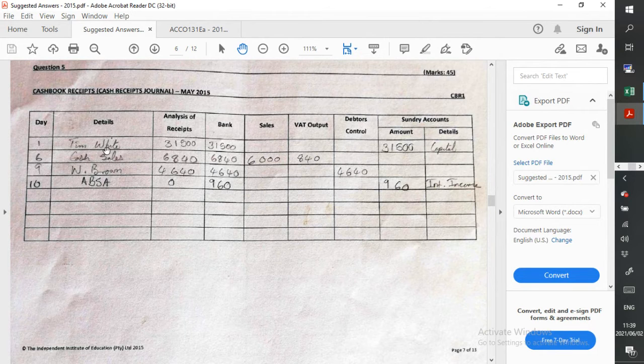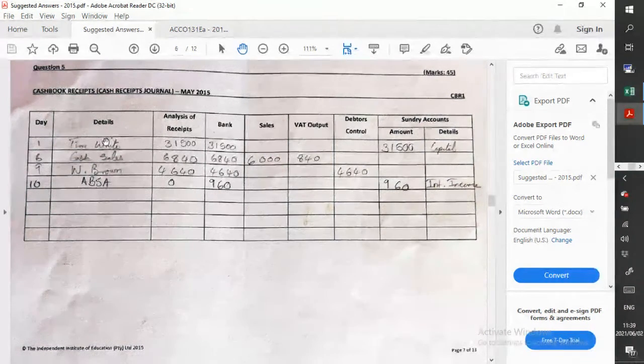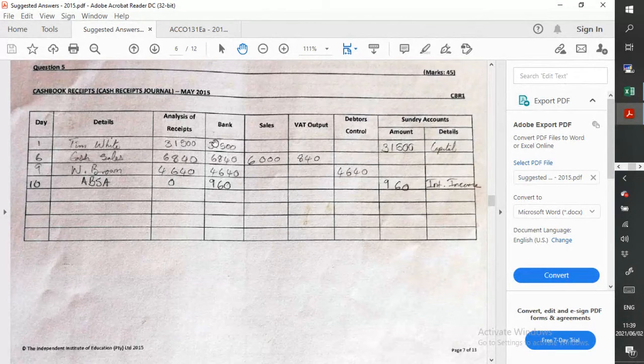All right. Remember here under details, we're writing the name of the owner, Tim White, not capital. You get it wrong. You wouldn't get your mark here if you put capital over here. Okay. Right. Then we move on to the next transaction. We know that there's no VAT on capital, so we haven't done anything there. Move on to the next transaction.